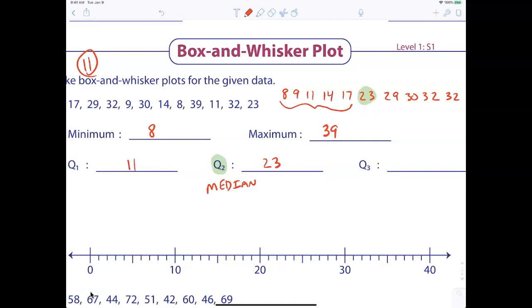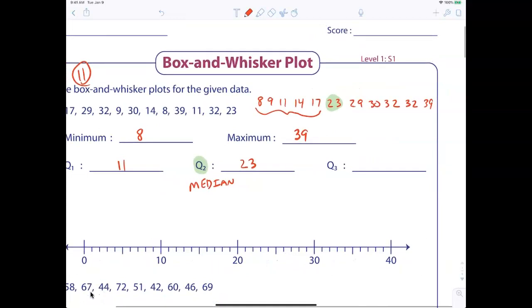Now, I'm looking for quartile number 3. Quartile number 3, 32. Is everybody happy with that? Right, because again, you're just looking at these 5 and finding the number in the middle, which is obviously 32. Is everybody good with that? So that's quartile 3 technically, 32.